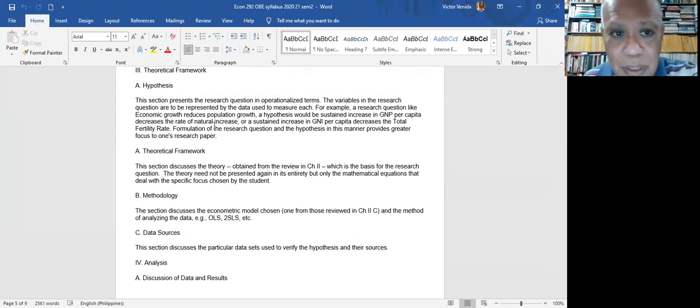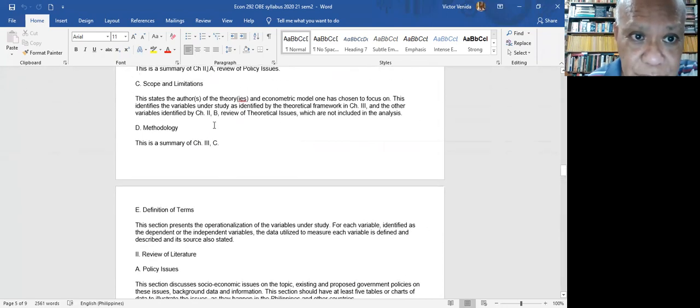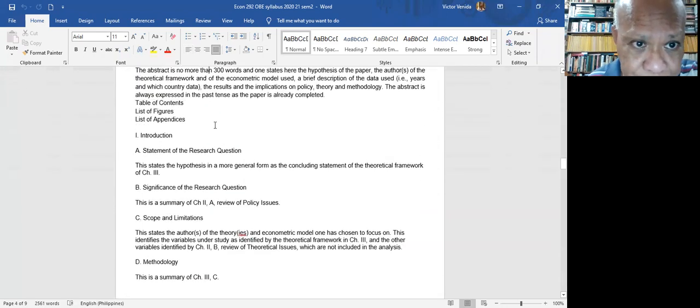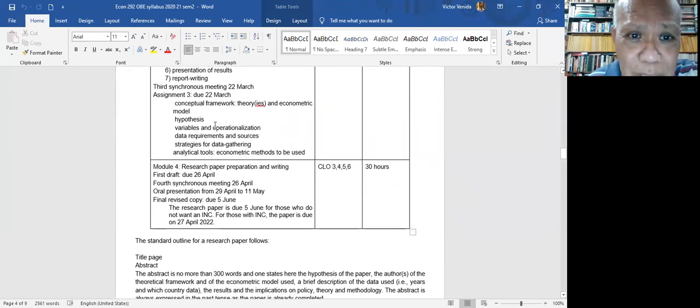Okay. Among the many revisions is that when you submit your first draft, you no longer will need to discuss in separate sections variables in operationalization, data requirements and sources, strategies, analytical tools.